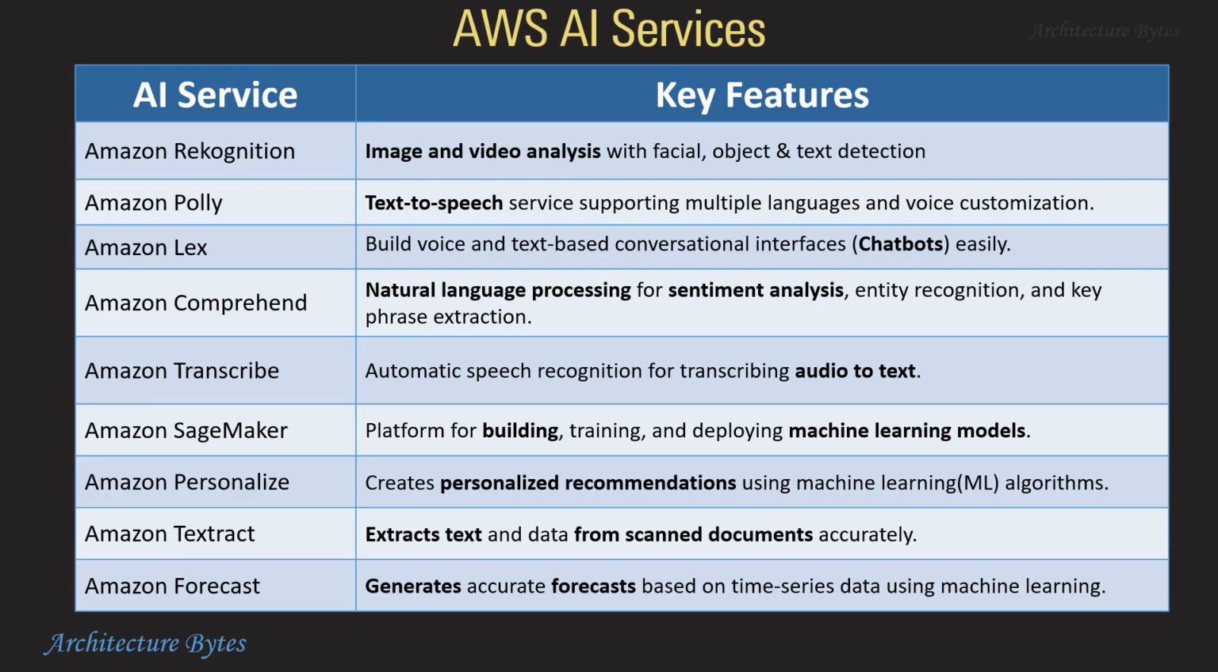Amazon Lex is used for bot creation. Amazon Comprehend has natural language processing capabilities and can be used for sentiment analysis. Amazon Transcribe can be used for audio to text conversion. Amazon SageMaker is a platform for building, training, and deploying machine learning models.